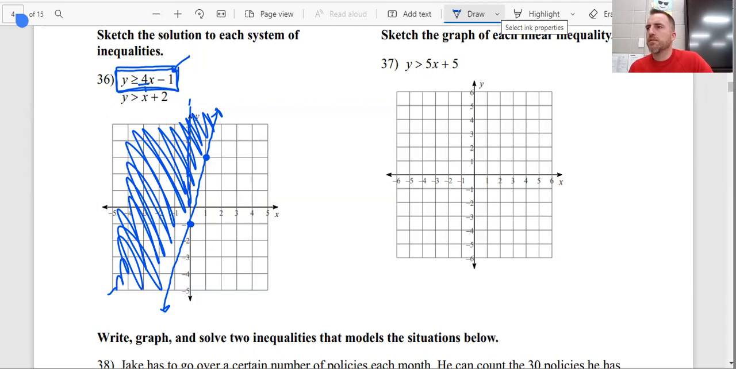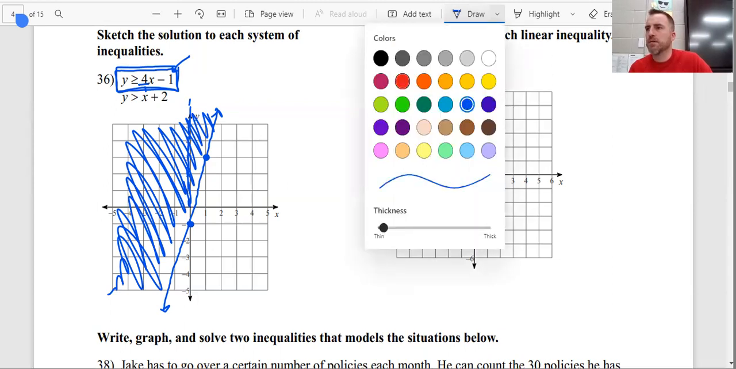So I'm going to try to get a different color if I can get this thing to load. I have been having some computer struggles lately. Computer sounds like it's about to blast off.